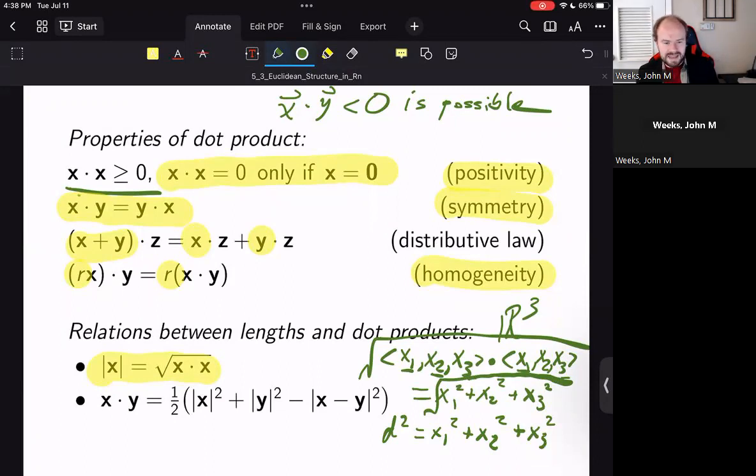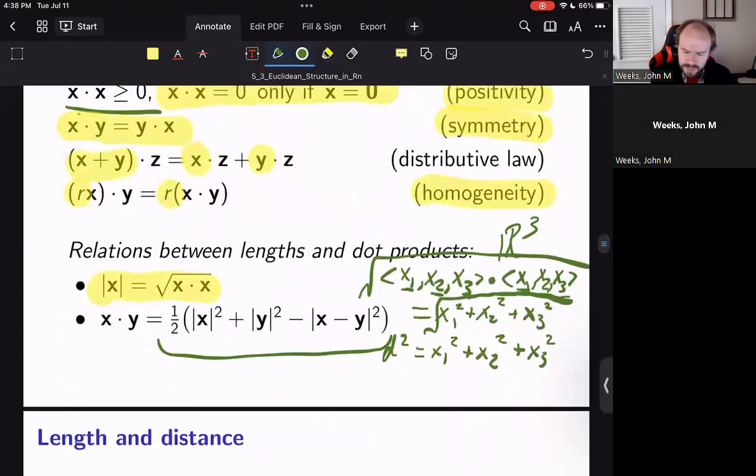We also have something like this. The dot product of x and y is equal to this quantity right here: 1/2 the magnitude of x squared plus the magnitude of y squared minus the magnitude of x minus y squared. Okay, where is this coming from? Let's think about this one for a little bit.